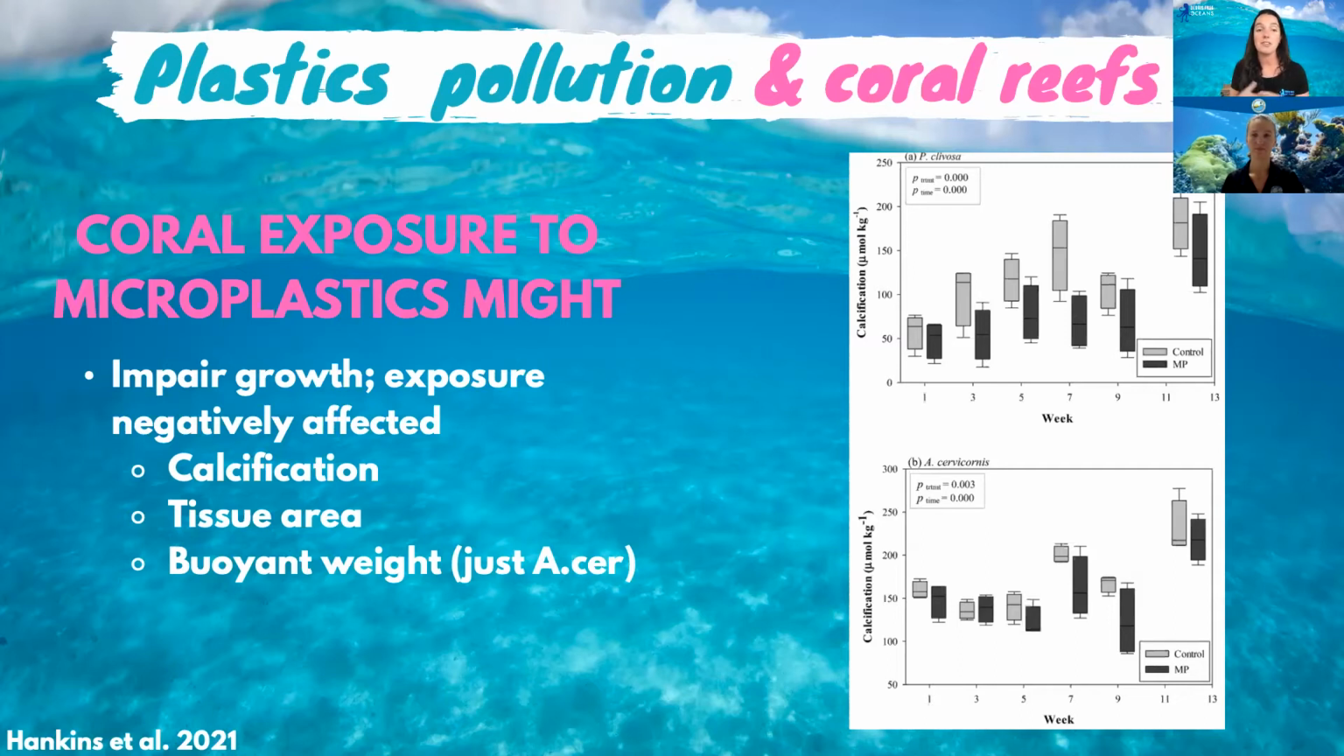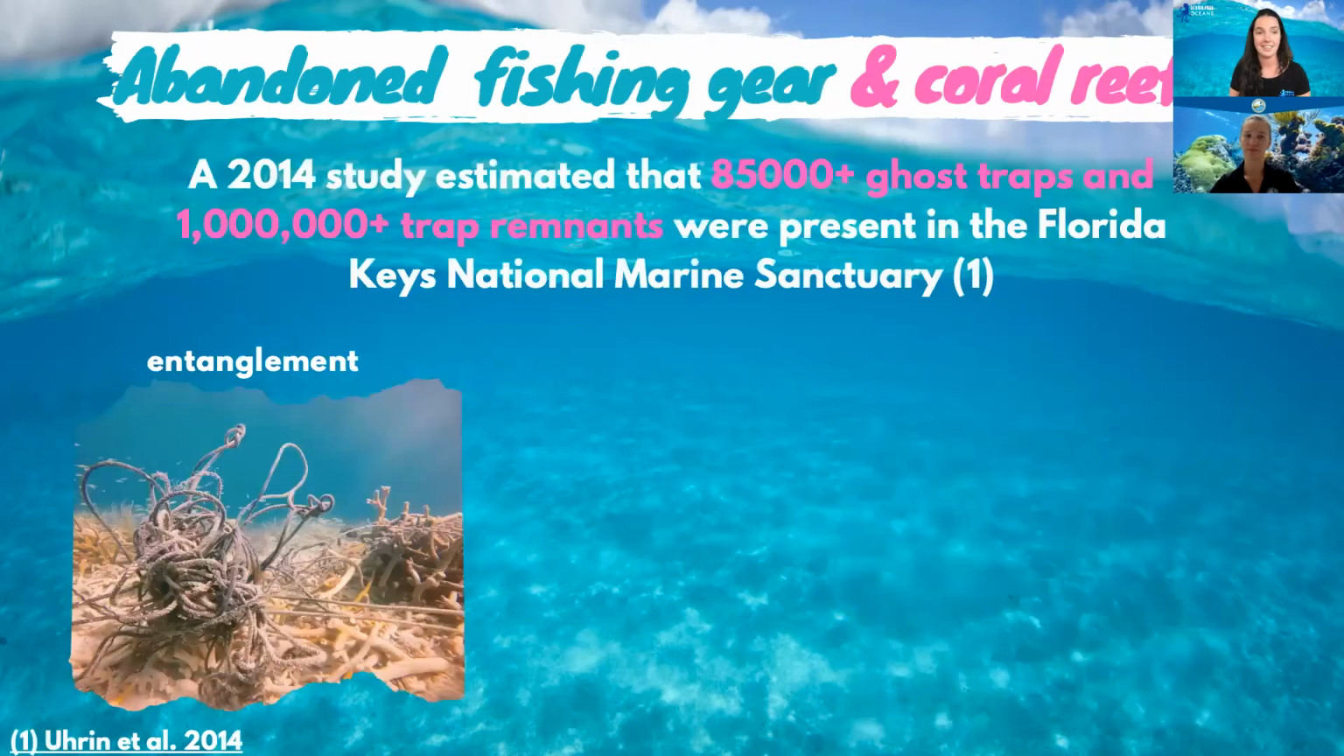They found that growth was negatively impacted in terms of calcification and tissue area for both species, and negatively impacted for buoyant weight for Acropora cervicornis. This image on the right shows the calcification results. The microplastic exposed corals are the black bars, and the control corals that were not exposed are the gray bars. And you can see that over time, calcification declines more and more for our corals exposed to microplastics. We just had someone in the chat mention the common name is knobby brain coral. Yes.